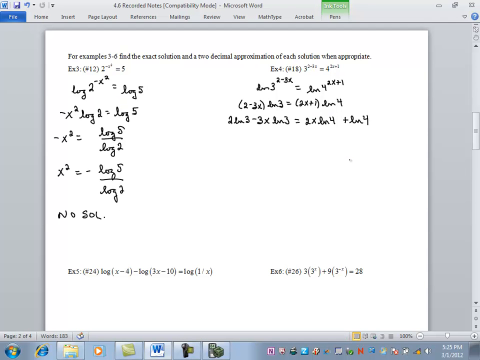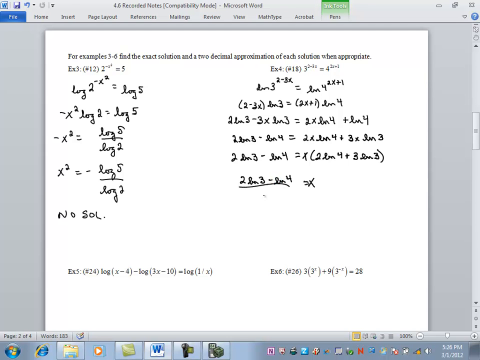And so now we need to get all of our x's on one side, so let's see here, 2x natural log 4 plus 3x natural log 3, and over here I've got 2 natural log 3 minus natural log 4. Alright, and so the next thing we need to do is factor an x out over here. x times the quantity 2 natural log 4 plus 3 natural log 3. And we've got 2 natural log 3 minus natural log 4. And so x is equal to 2 times the natural log of 3 minus the natural log of 4 over 2 times the natural log of 4 plus 3 times the natural log of 3.